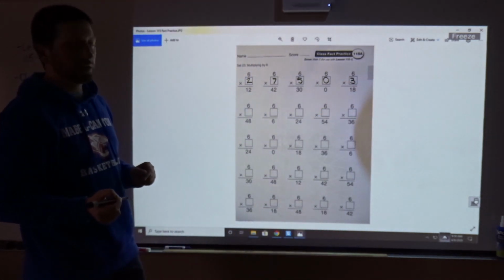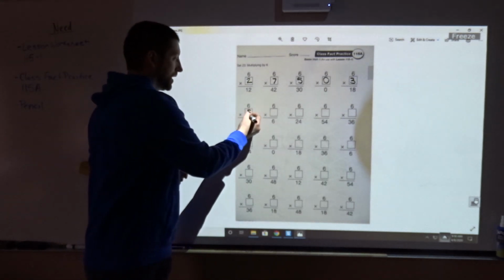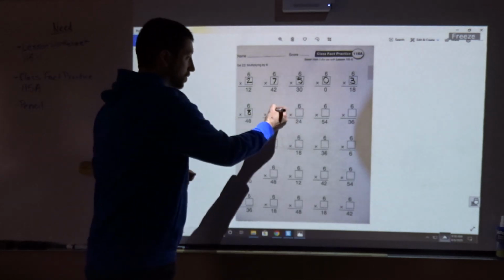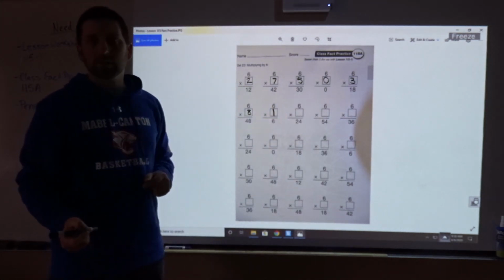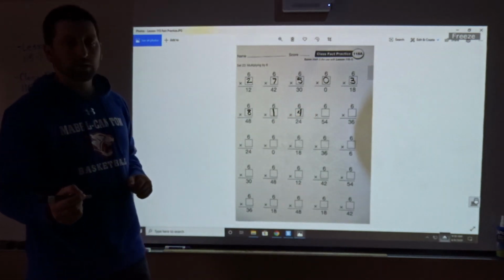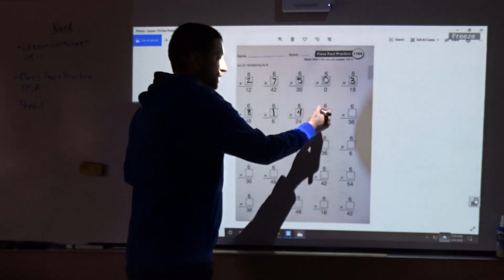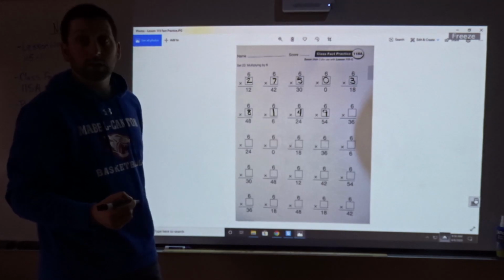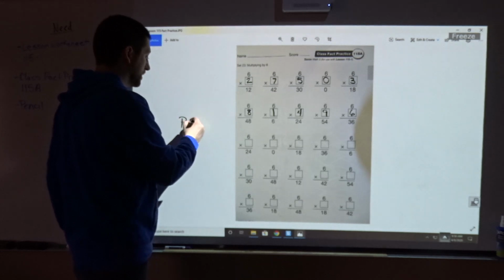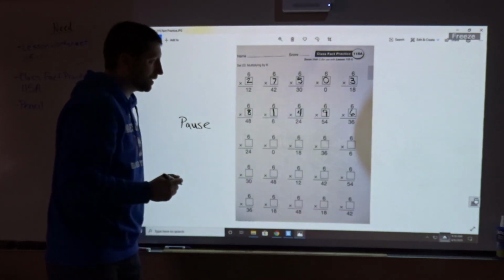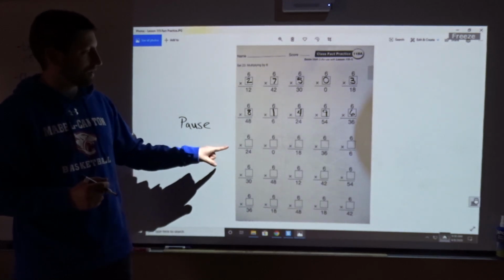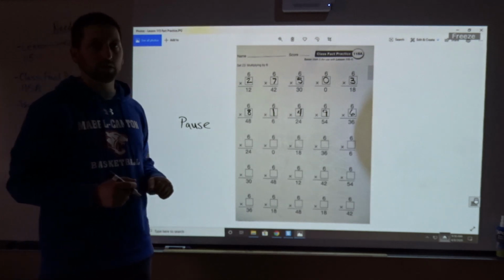Second row. 6 times 8 is 48. 6 times 1 is 6. 6 times 4 is 24. 6 times 9 is 54. 6 times 6 is 36. So what I want you to do now is hit pause, and then try these next 3 rows. Once you are done with that, hit play again, and I'll go through each one of these to make sure that you have the correct answer.